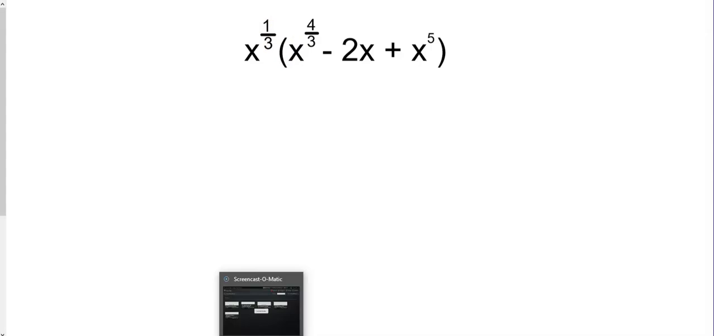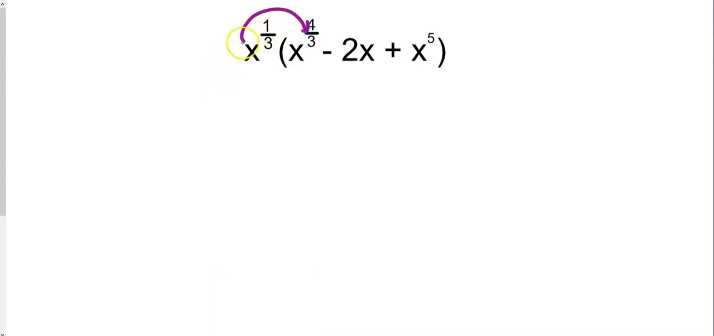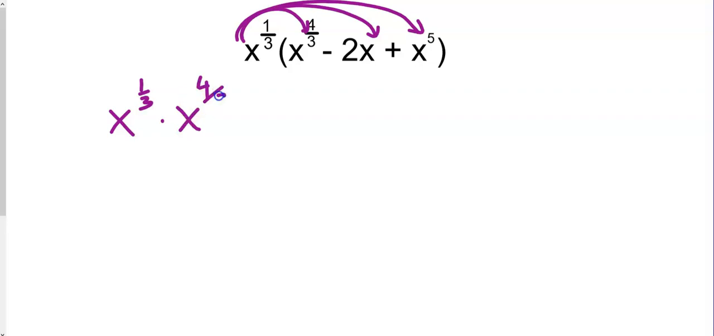So here, all they want us to do is to distribute this through to everybody. Now, this is a little bit different than before because I'm not taking a power through, I'm taking a variable through. And since I'm taking a variable through, what this really looks like is x to the 1/3 times x to the 4/3. Well, what do we do in this case? We take these powers and we add them. So we get x to the 5/3 here.